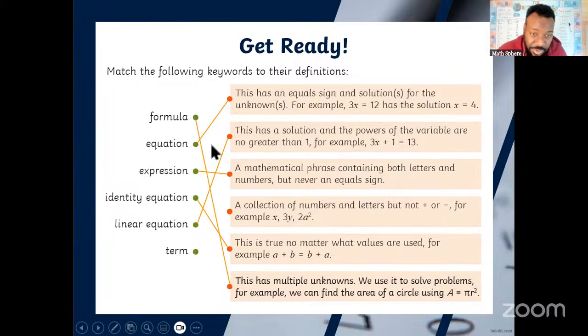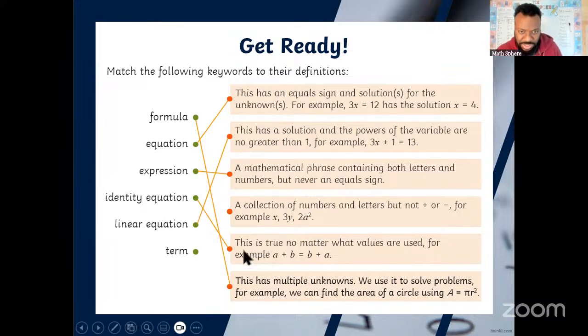Linear equation. So this has a solution and the powers of the variable are no greater than 1. For example, 3x plus 1 equals 13. Okay, moving on because of time.